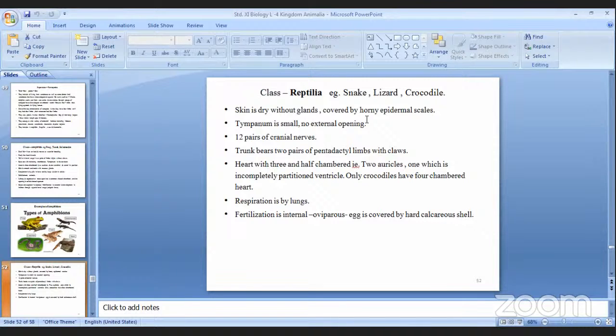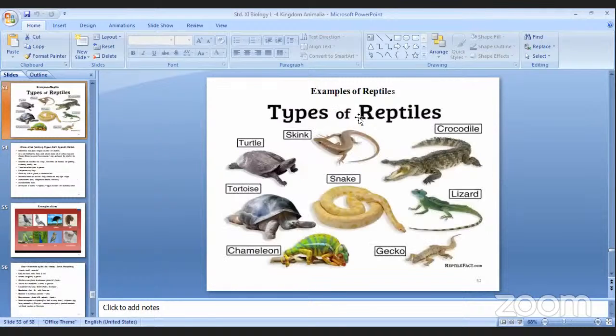Again, it has become a question of 1 mark, student. Name the reptilian with four-chambered heart. Clear? So what will you tell? Crocodiles. Clear? Next, respiration is by lungs here. Then fertilization is internal. Oviparous, egg is covered by hard calcareous shell. Now these are the examples of reptiles. You can see the various ones. You remember any 2 or 3, that is more than sufficient. Of your choice, other than these also, there are many reptilians which you can quote as an example.